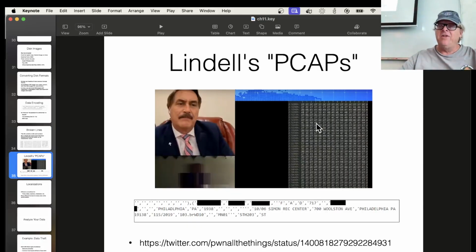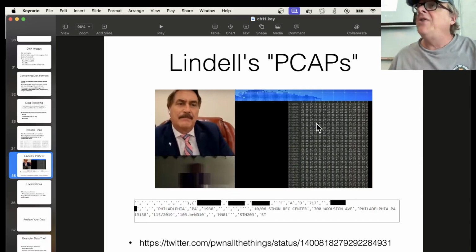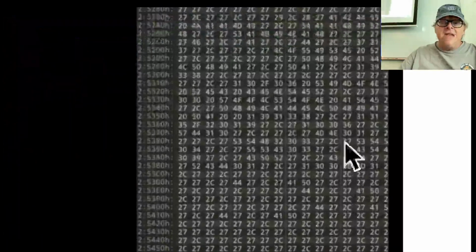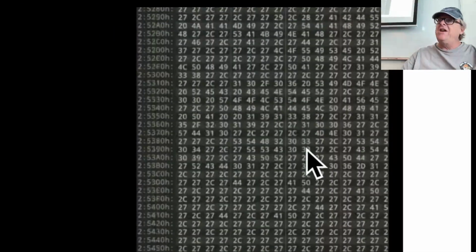And this was like Mark Lindell's PCAPs. You probably heard about him when he thought that he was proving that the election of 2020 was rigged. He claimed to have these PCAPs that proved that. He flew a bunch of experts, security experts, to a special location and had a whole presentation where he was going to prove that the election was hacked with PCAPs. And he showed the PCAPs on the screen, and the PCAPs are just ASCII dumps. These are plain ASCII characters. The PCAPs were just a list of names and addresses of voters in ASCII presented in hex order. He claimed they were packet captures, which they were not, proving that China had hacked the election.